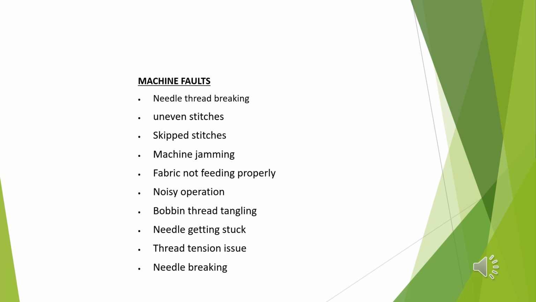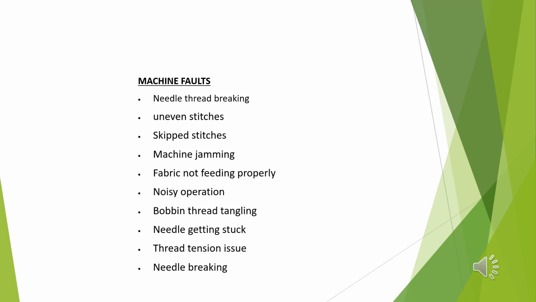Secondly, we will look at uneven stitches. Uneven stitches are caused by improper tension, incorrect threading, and bent needles, and can be corrected by adjusting tension, rethreading the machine, and replacing the needle. Third, we will look at skipped stitches. They are caused by dull or bent needles, incorrect needle size, and improper threading, and can be corrected by replacing the needle, using the correct needle size, and rethreading properly.